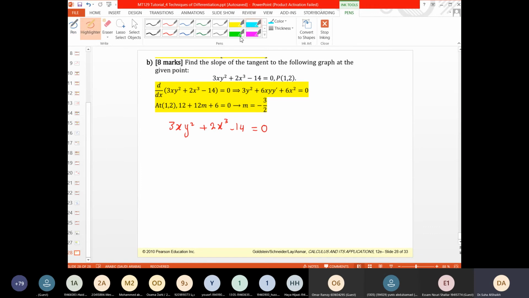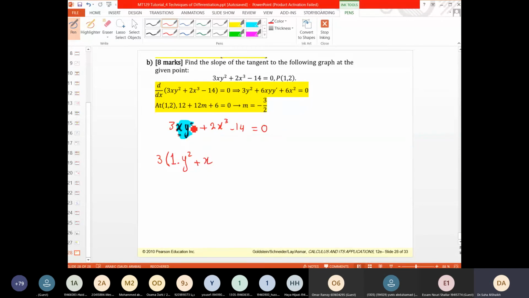Be careful here. The function is x times y squared. It's a product of two functions. One of them is x, one of them is y squared. So the derivative of the first part is 3. Derivative of the first, the derivative of x is 1, times y squared, plus the first times the derivative of the second.